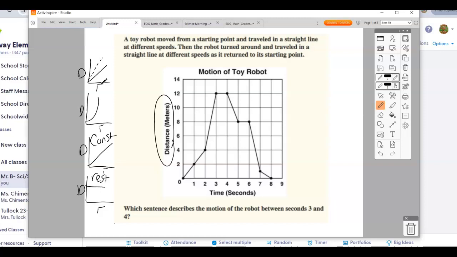All right? Now, a toy robot moved from a starting point and traveled in a straight line. Does this mean he's traveling in a straight line? Does this mean up a hill, then up a big hill, then a straight line? These are not hills and roads. And down. This is not downhill. A lot of people get that confused. That's probably the first big misconception. They think these are hills.